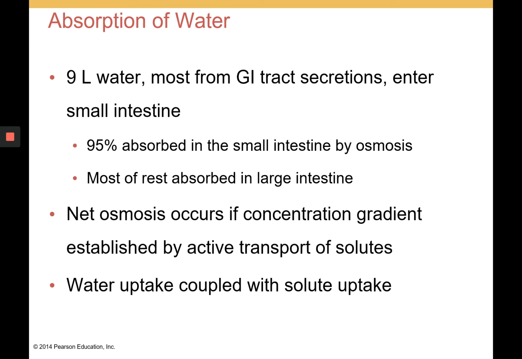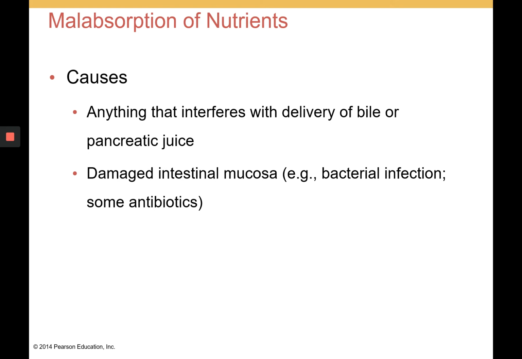Next, we'll look at the absorption of water. Most water is going to be absorbed in the small intestine via osmosis. Remaining water would be absorbed in the large intestine. And then our next topic is the malabsorption of nutrients. Anything that interferes with the delivery of pancreatic juice or bile, or damages the intestinal mucosa, can cause malabsorption. Damaging the intestinal mucosa causes malabsorption because this decreases the surface area for absorption in the small intestine.